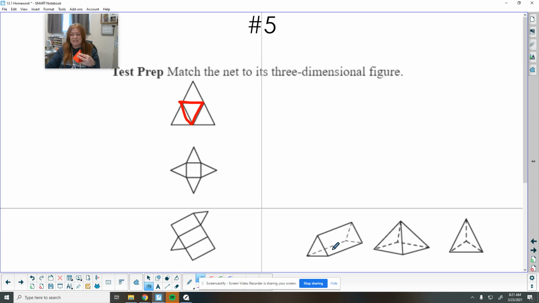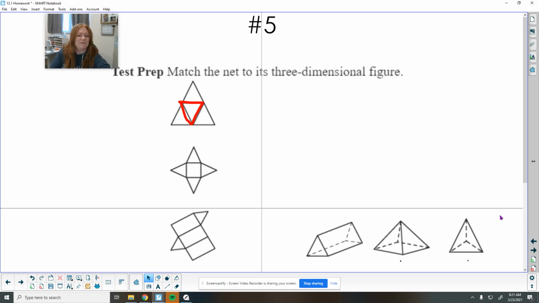So which of these is a pyramid? This is a pyramid, and this is a pyramid. But which one has a triangle on the bottom? Find the one of these that has a triangle on the bottom and folds up with a point to the top of the pyramid.